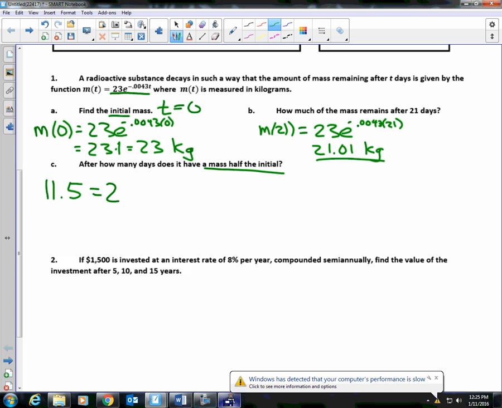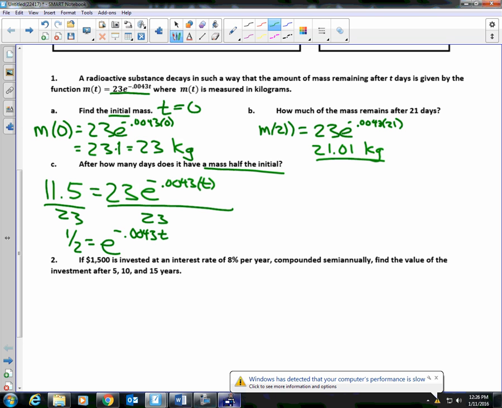So when is this equation equal to 11.5? Half of its initial size. How do I solve that? Divide by 23. 1/2 is equal to e to the negative 0.0043 t. Prior to this unit, if you saw the equation, you'd be like, I have no idea how to solve that. But now you're super smart, and you know how to solve everything. What do I have to get rid of there?